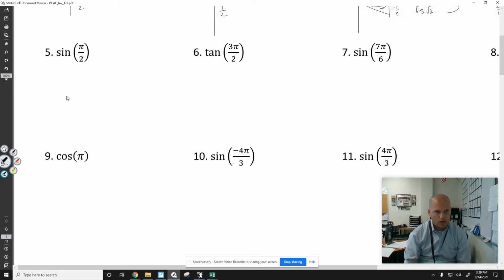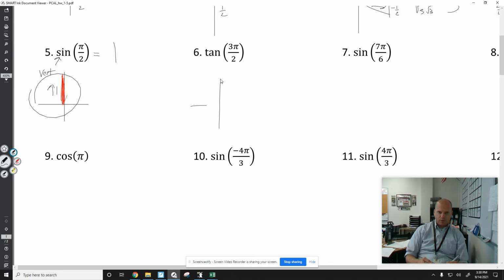Pi over 2. All right, this is one of those extremes. Sine, vertical distance. I know it's like SOHCAHTOA, opposite. Opposite is always the vertical distance. For the extremes, it's better not to think about the triangles. You can. Opposite is 1, hypotenuse is 1, adjacent is 0, but don't worry about it. Vertical distance is 1. I go up 1 to get to that. Okay?